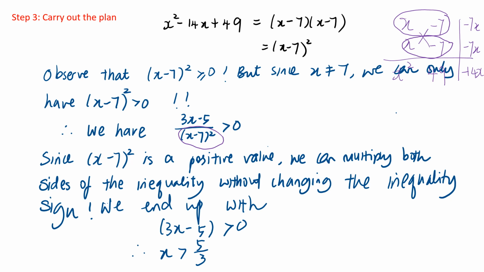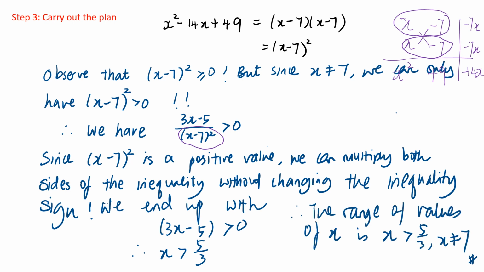This is something very important. We have proved that the denominator is a positive value, therefore we can multiply both sides of the inequality without having to flip the inequality sign. And then I end up getting x more than 5/3. But that's not the answer. The complete answer will be x more than 5/3 and x cannot take the value of 7.